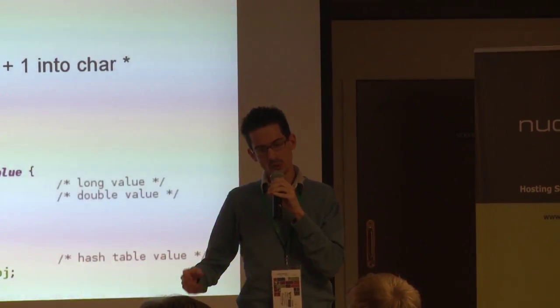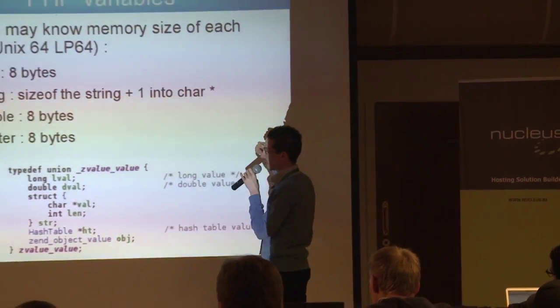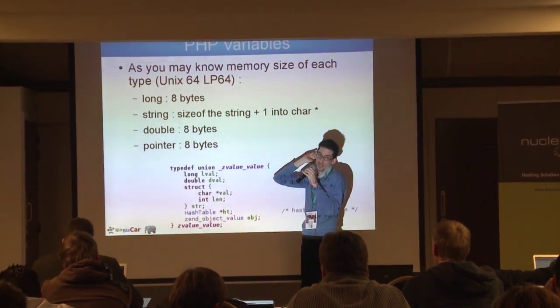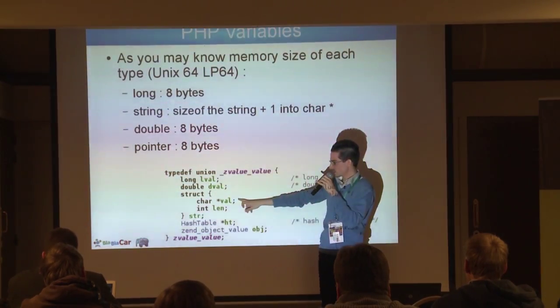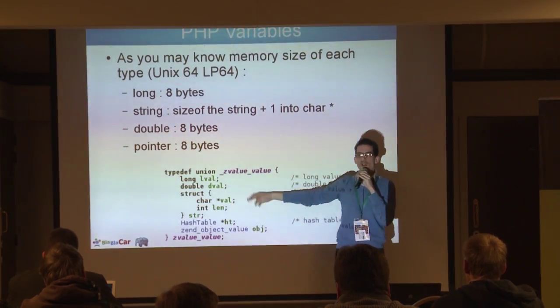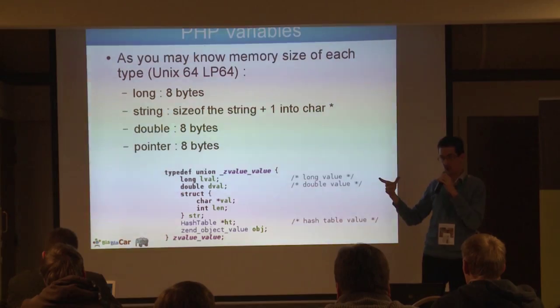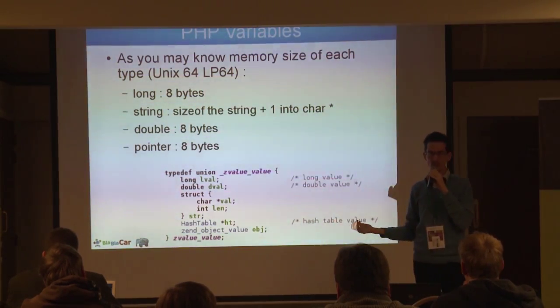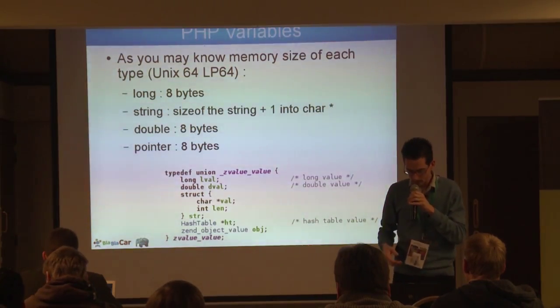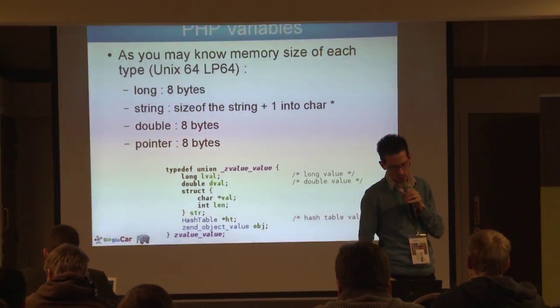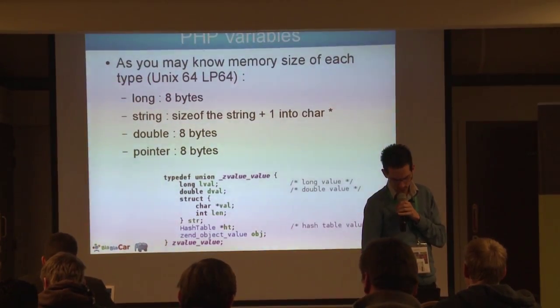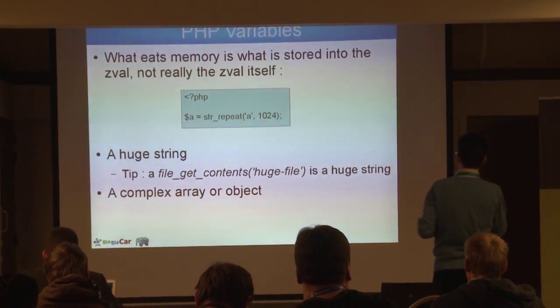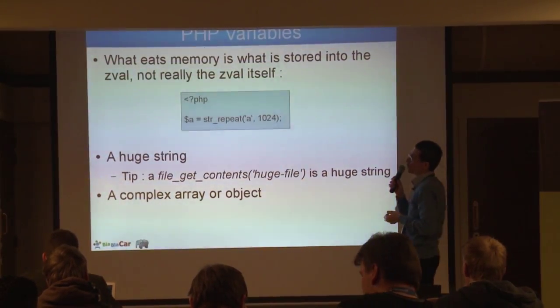You can allocate millions of zvals, it's not a problem. What will be a problem is what is behind. When it's a long, no problem, 8 bytes. When it's a double, no problem, 8 bytes as well. But when it's a string, it's a pointer to an allocated area in the heap, which is the size of the string. So if you have a very huge string, you will consume very much memory. It's the same for arrays and objects, which are very complex, with lots of dimensions inside, or recursive structures. It's not very good for memory either. So what eats memory is what is stored behind the zval, not really the zval.